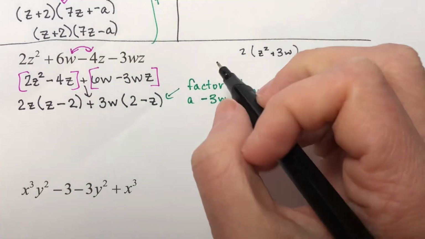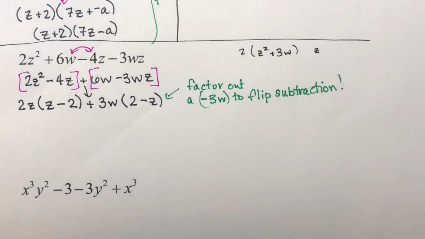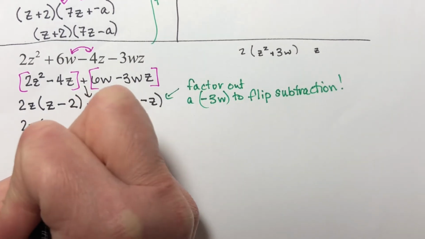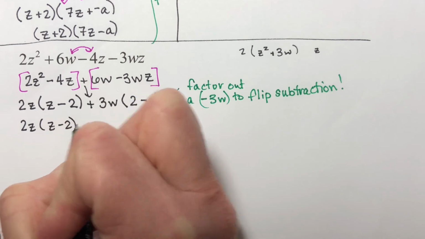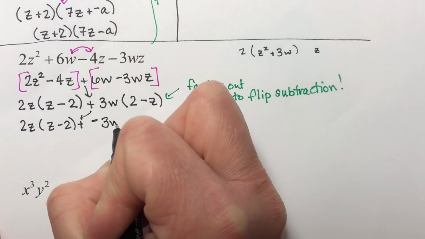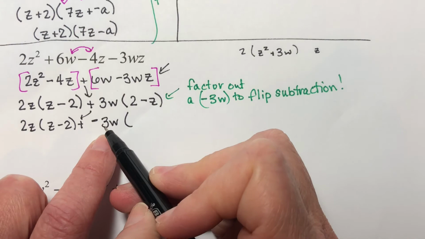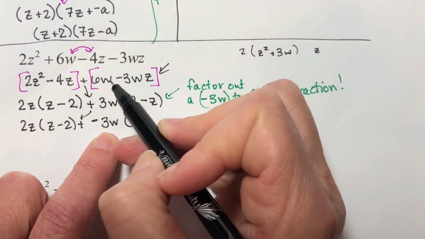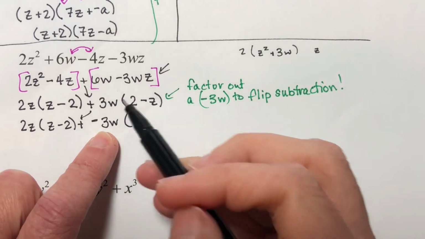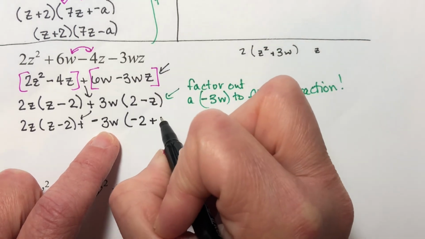So I need to factor out a negative 3W instead of a positive 3W to flip this around, okay? So I'm going to go another step. I'm basically rewriting the first one. Plus, that's still that same plus sign, and let's factor out a negative 3W instead. Okay, and I'm still trying to get back to here. Negative 3W needs to become a positive 6W. So I need to multiply that by a negative 2. Okay? Negative 3W needs to become negative 3WZ, so I need to multiply that by a positive Z.